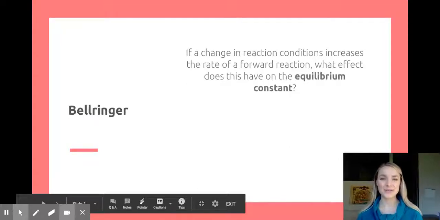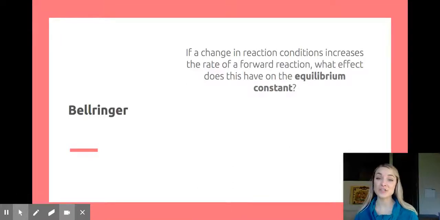All right, our bell ringer question today is: if a change in reaction conditions increases the rate of a forward reaction, what effect does this have on the equilibrium constant?